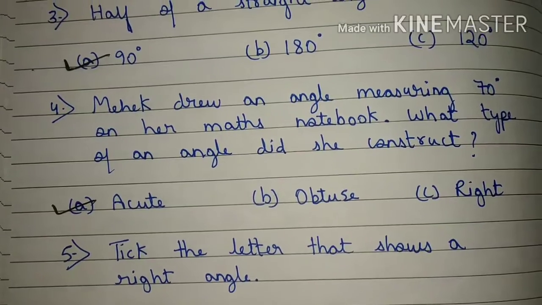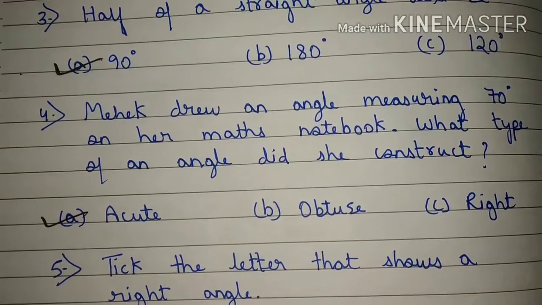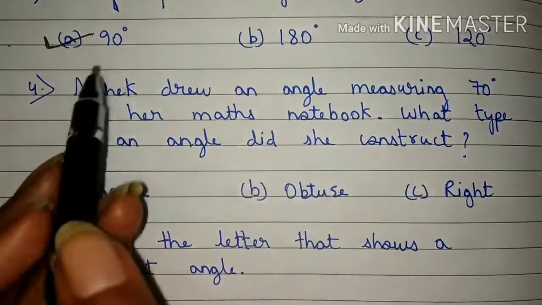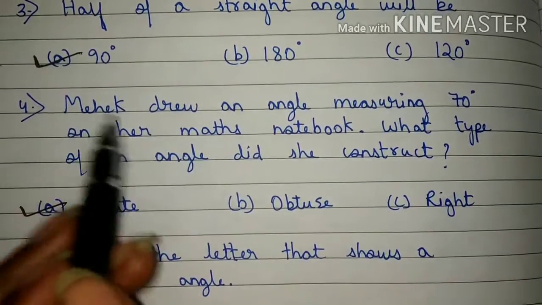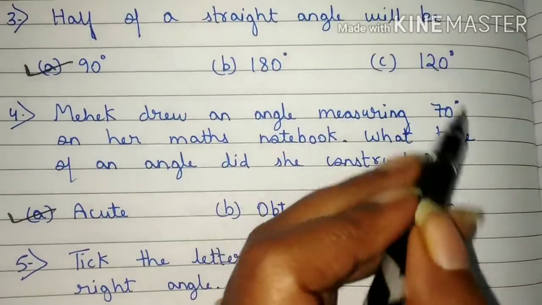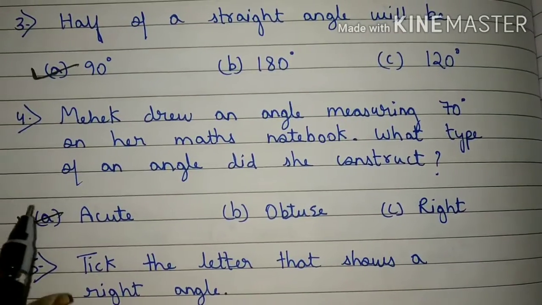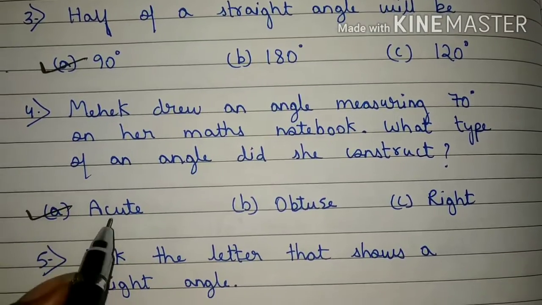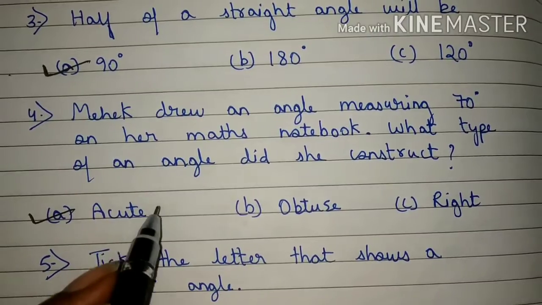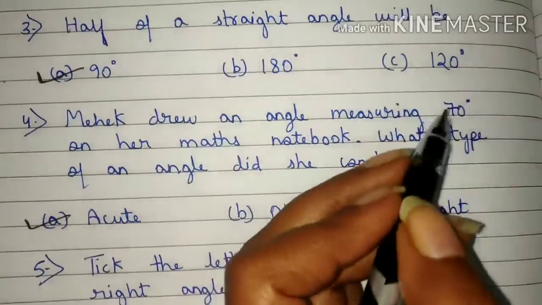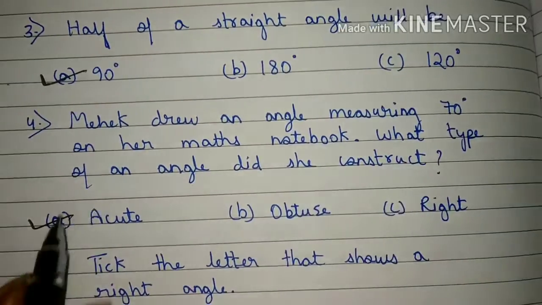Students, we know that an acute angle is an angle which measures less than 90 degree. Here Mehak drew an angle measuring 70 degree in her maths notebook. It means 70 degree is less than 90 degree. So, option A, acute, is the correct answer because an acute angle measures less than 90 degree. Here 70 degree is less than 90 degree. So the correct answer is acute angle.